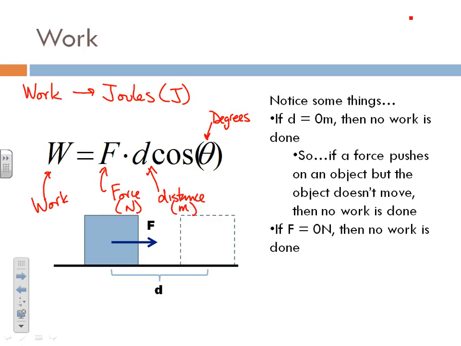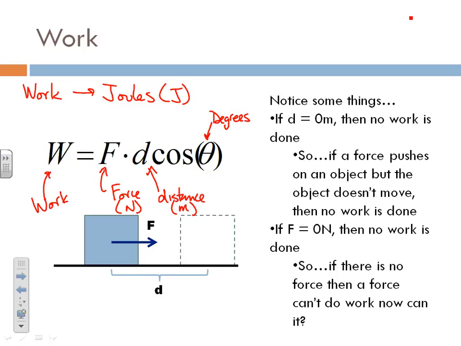We can also look at force, and we can say, if the force is 0 newtons, what happens? Then no work is done. So here's the other thing. If you don't have a force, then there's nothing that's actually going to transfer the energy or convert it into a different type. So you have to have a force, and the object has to move a specific distance for work to be done.